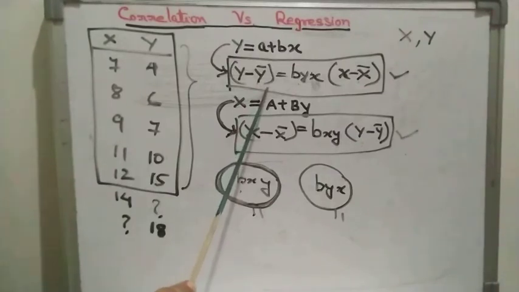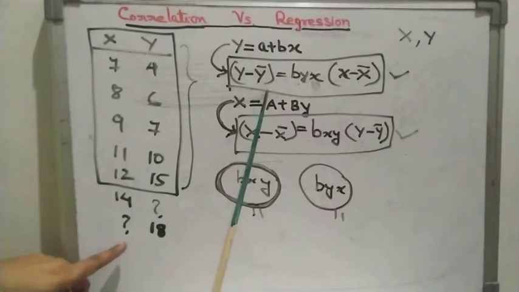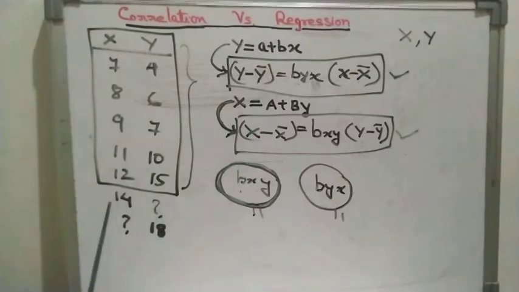Suppose we are asked to find the y value for a given value of x, 14, so we use this. And for the second one, where we are asked to find the value of x for a given value of y, we use this, because this equation gives the best estimation of the x variable, and this equation gives the best estimation of the y variable. So this is all about regression analysis.